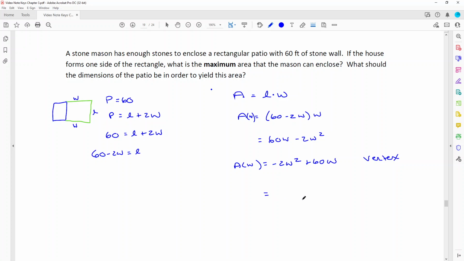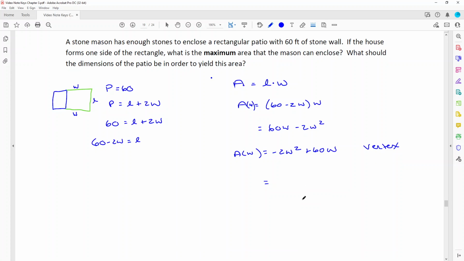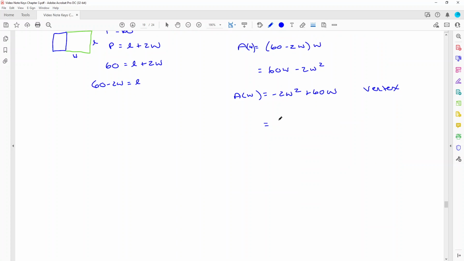You're more than welcome to do negative b over 2a, W equals negative b over 2a. But sometimes I feel like the more times you see completing the square, the better. Eventually, it just seems like, oh, that's really all it is. So I'm going to factor the greatest common factor out, negative 2. I'm left with W squared minus 30W.